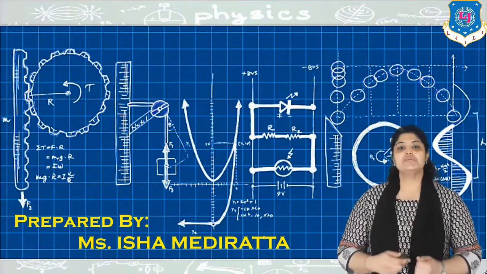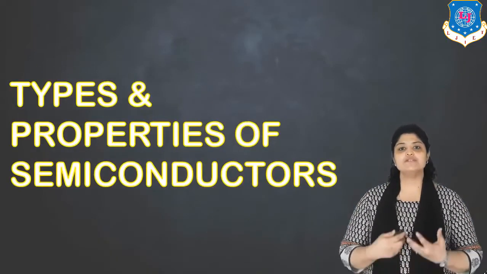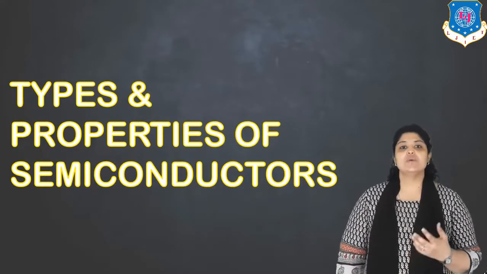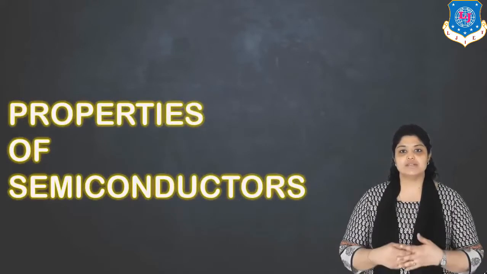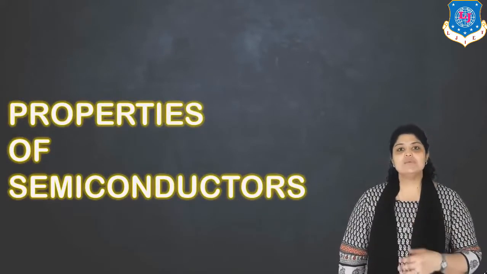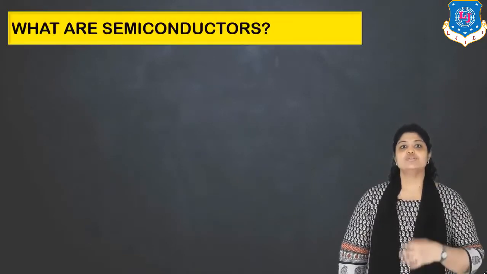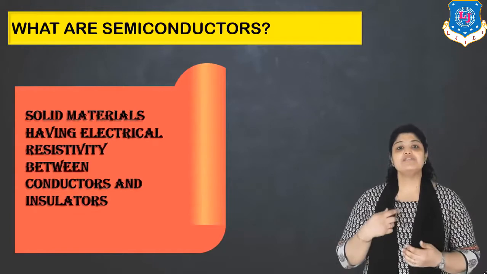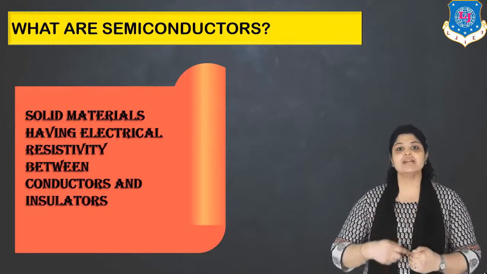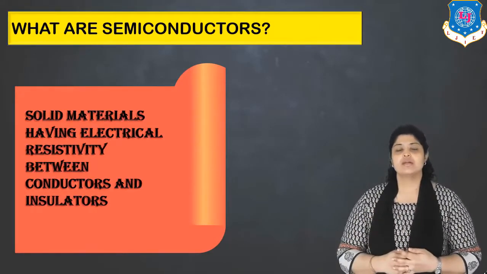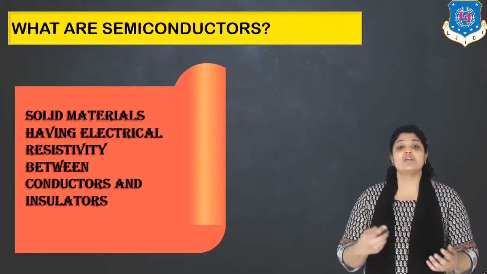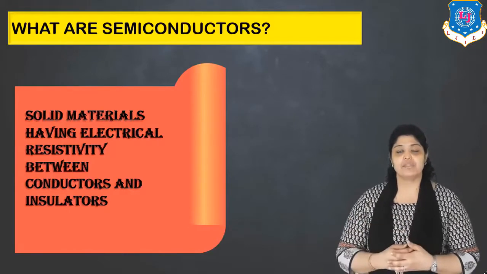Today I am going to start with what basically a semiconductor is, properties of semiconductors and types of semiconductors. So starting with properties of semiconductors first. Let's see what a semiconductor is. Semiconductors are solid materials which have electrical resistivity which is between conductors and insulators. Common examples of semiconductors that come to our mind are silicon and germanium, Si and Ge.